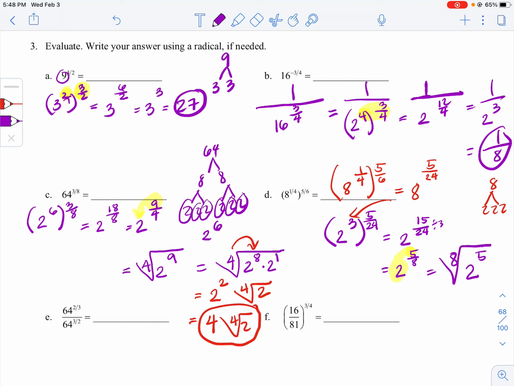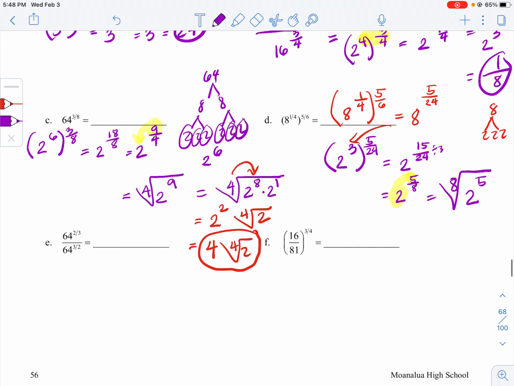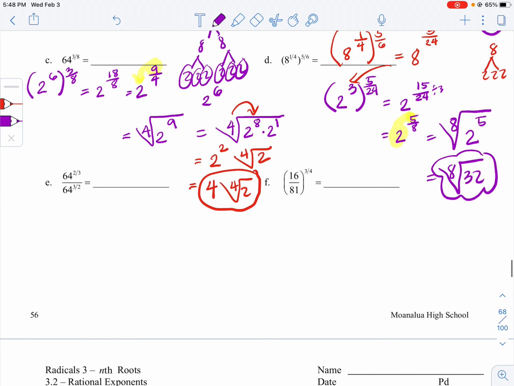It looks like you can still simplify 2 to the power of 5. What is that? 2 times 2 times 2 times 2 times 2. That is a 32. So our super final answer is the 8th root of 32. Okay. That was a lot.